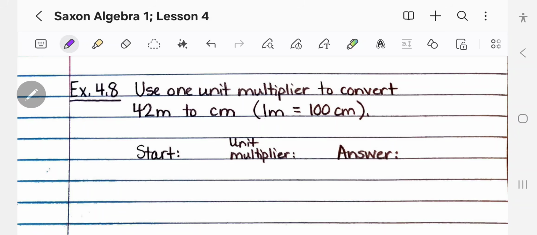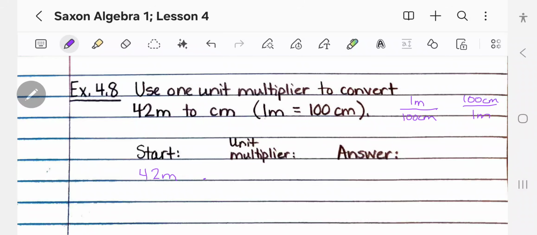All right, for 8, use 1 unit multiplier to convert 42 meters to centimeters. All right, so let's start with what they gave us. Let's multiply by a unit multiplier. We're either going to have 1 meter over 100 centimeters, or we're going to have 100 centimeters over 1 meter.